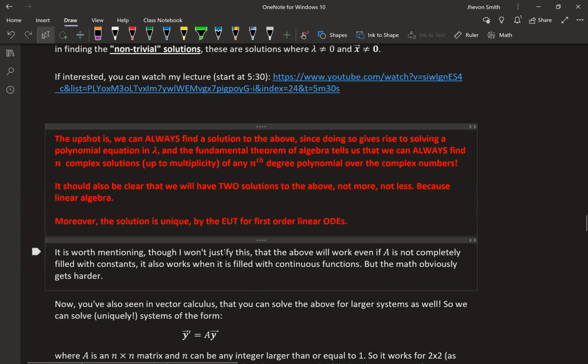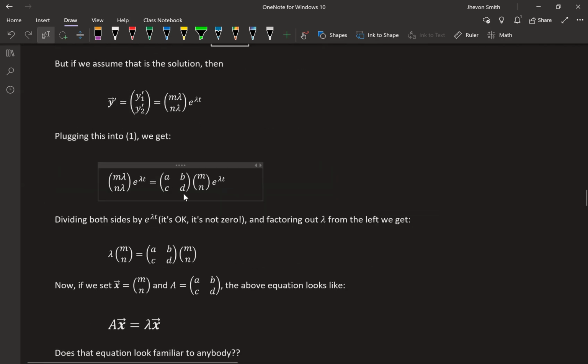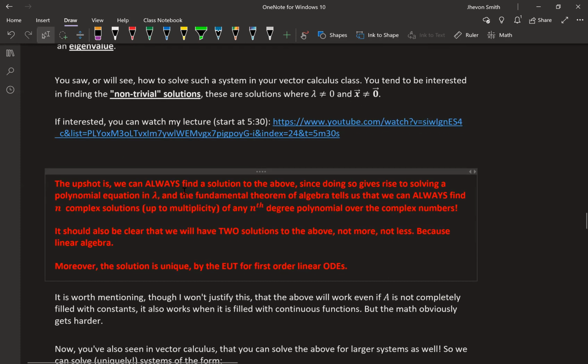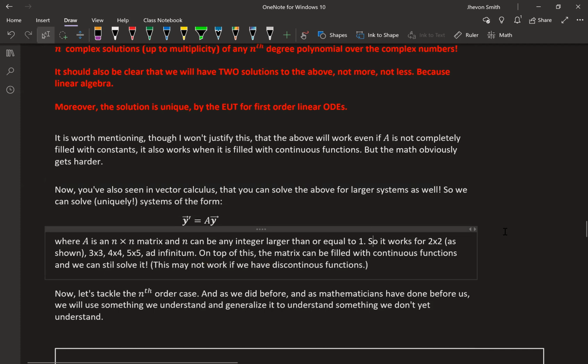And now it's worth mentioning that I showed you this for a 2x2 system, but it can work for a larger system as well. And just so you know, a system like this, I can always solve uniquely. This is combining what I know about eigenvalues and eigenvectors with the existence and uniqueness theorem for first order linear ODEs, right? And this, of course, is the homogeneous case.